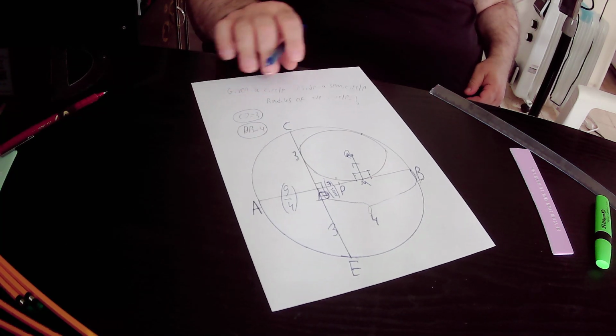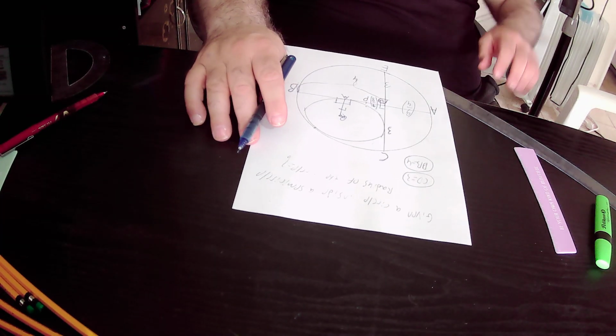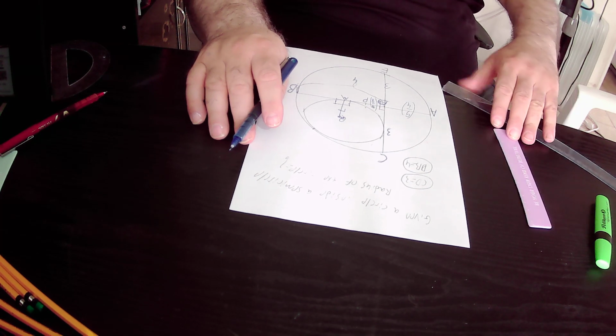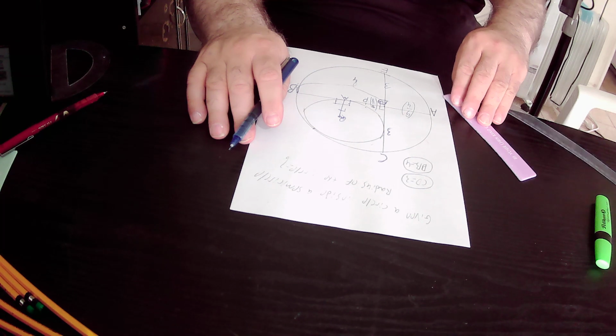Likewise, from the center of the small circle, we will draw the radius that is drawn to the point of tangency.